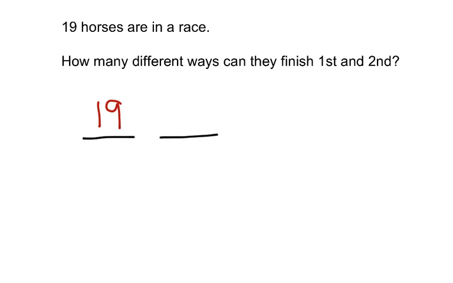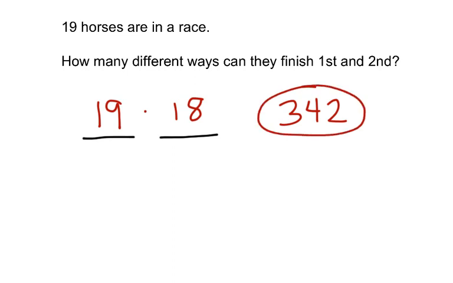Then, after a horse has finished first, not all of them can finish second. Somebody's finished first, so there's only 18 horses left to finish second. How many choices for each space? And multiply those together. So there are 342 ways that the horses in this race could finish first and second.